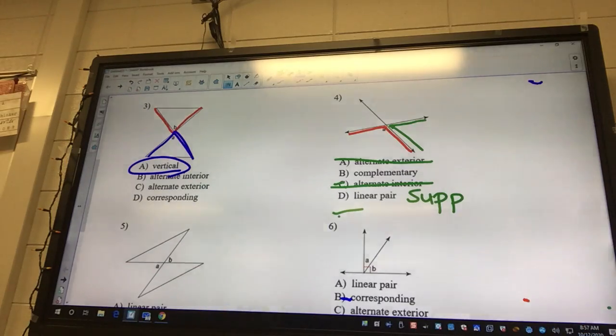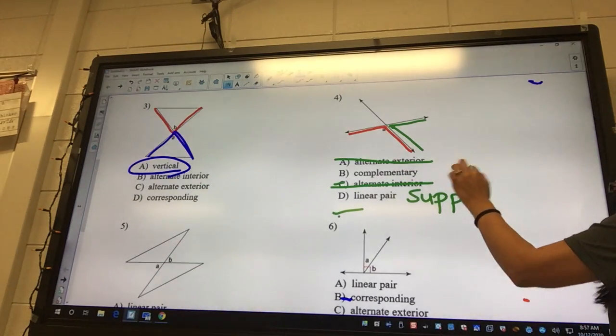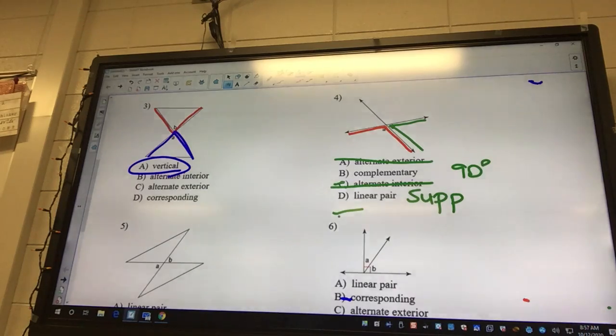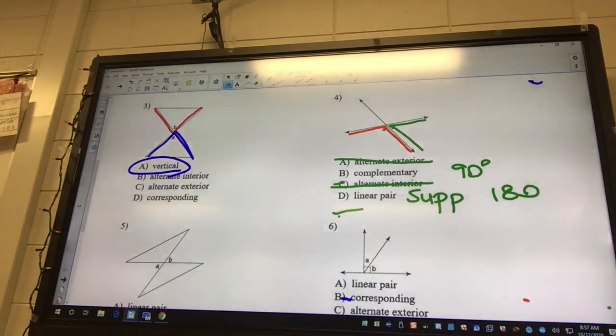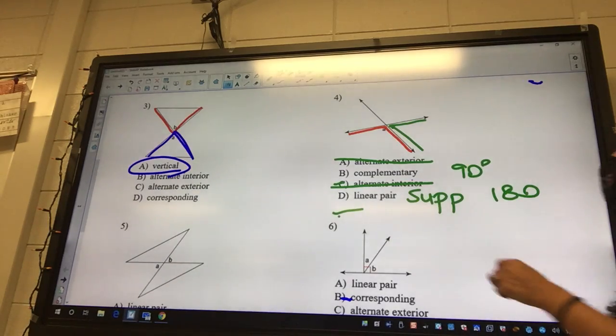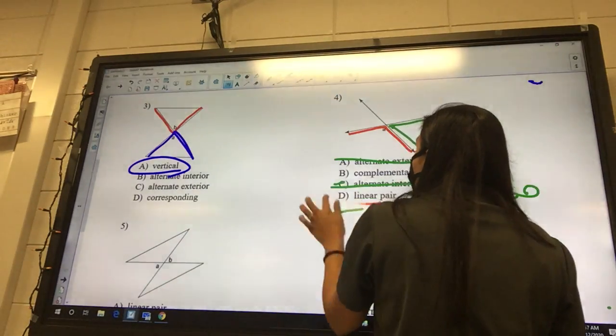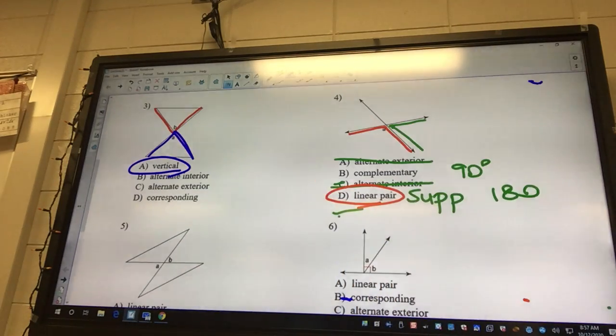Okay, so what are complementary angles? They're right angles, or how many degrees? 90. These are 90 degrees. And what are supplementary angles? 180. So do these two angles together look like 90 degrees or 180? 180. So this one is going to be D, a linear pair, or supplementary.